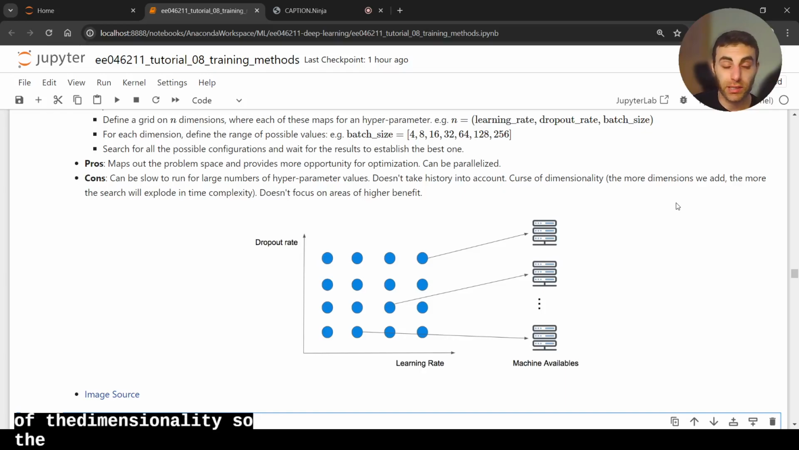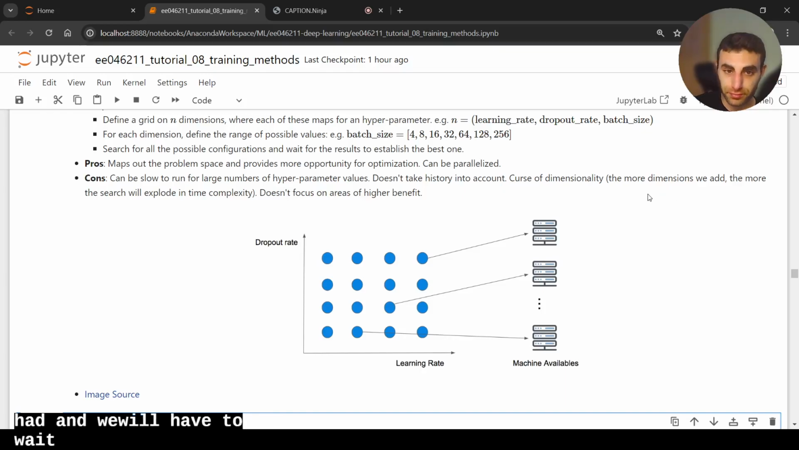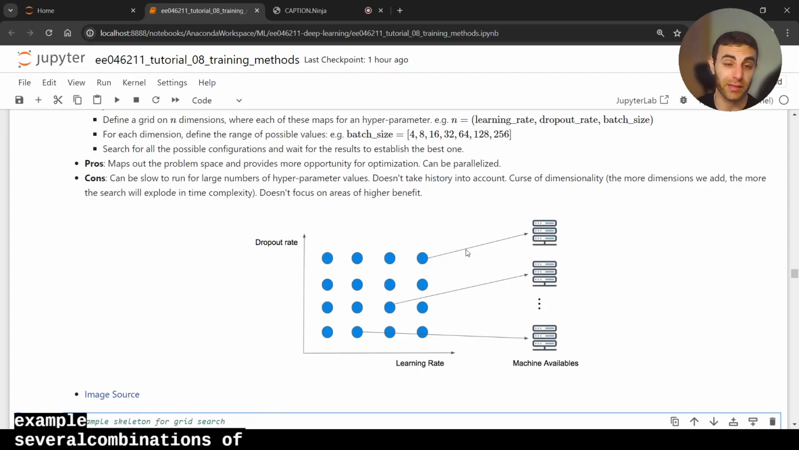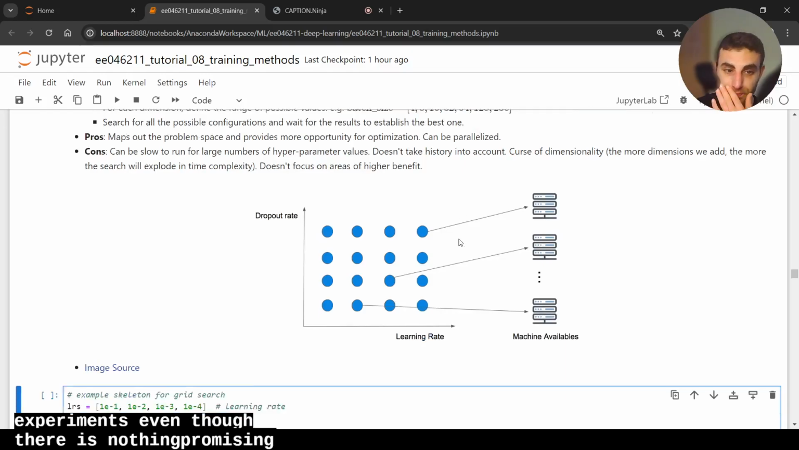The more dimensions we add, the more hyperparameters we add, we will have to wait a lot of time. And it does not focus on areas of higher benefit. So if there is a very bad area of the search space, for example, several combinations of learning rates and batch sizes, we will still run these experiments even though there is nothing promising about them.